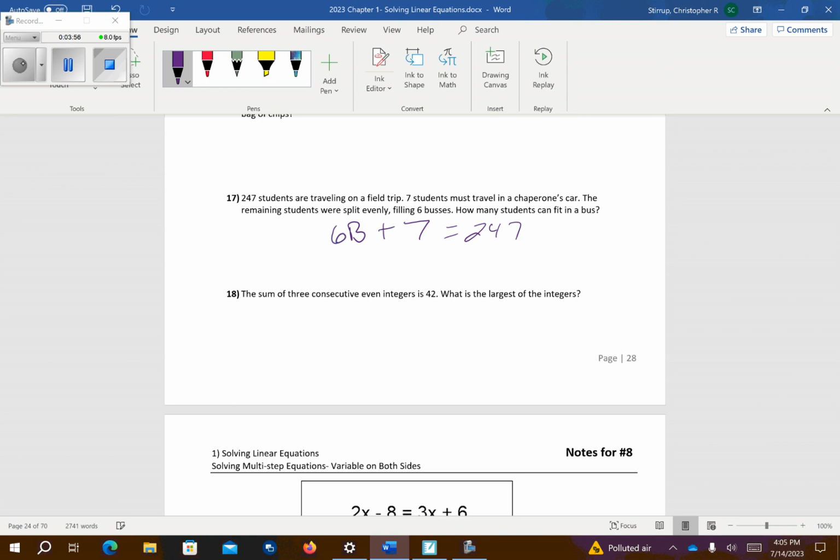So I have 6 buses plus the 7 that go into the other car, which is going to account for the 247. Subtract 7 from both sides, so I get 6b equals 240. Divide each side by 6, so b is equal to 40. So it looks like there are 40 students in each of the 6 buses, and the other 7 kids get a ride with a chaperone. That's it.